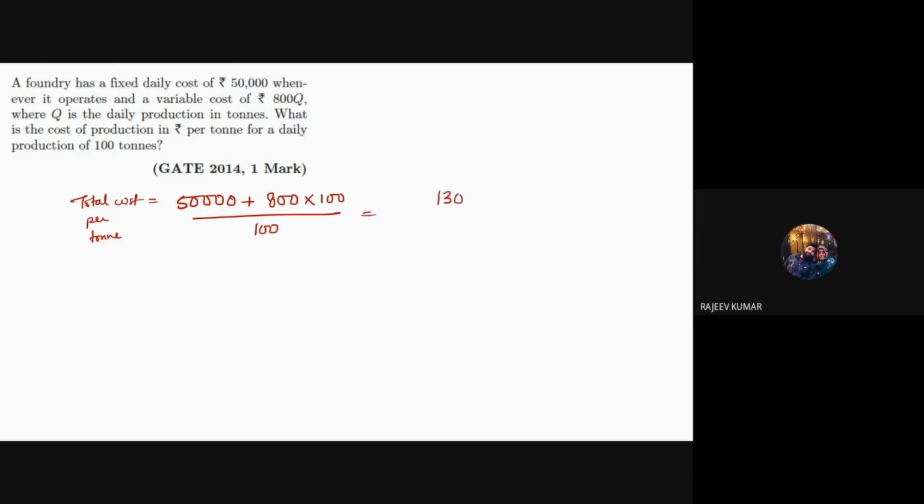You may get the answer 1,30,000, but that has to be divided by 100. So it will become 1,300 rupees. This is going to be the final answer, total cost of production per ton. Okay. Try solving this one. This is going to be the last question for today.